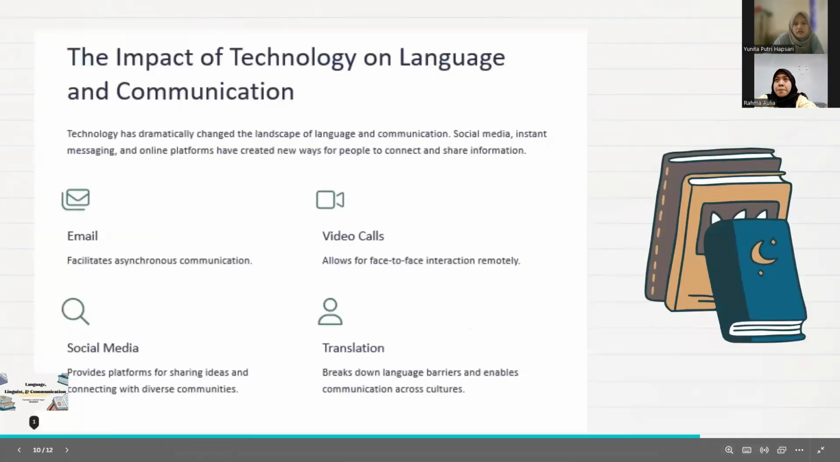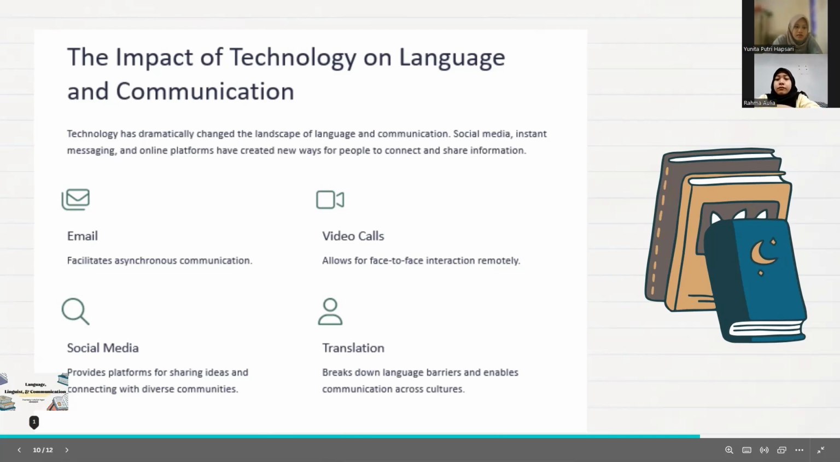And then the impact of technology on language and communication. Technology has dramatically changed the landscape of language and communication. Social media, instant messaging, and online platforms have created new ways for people to connect and share information.